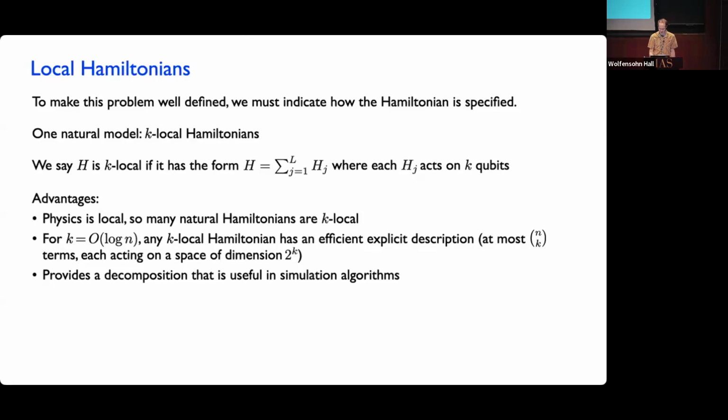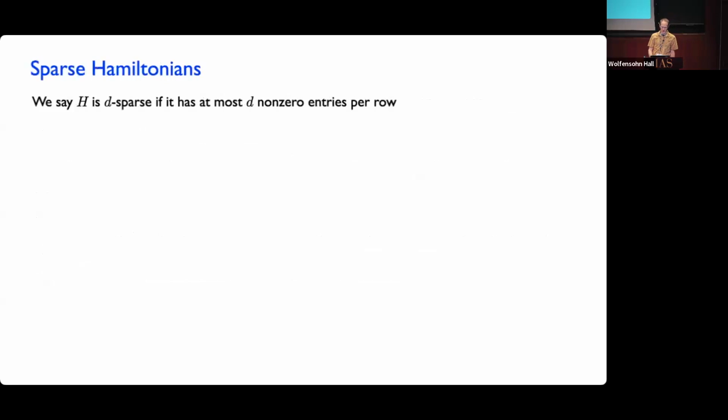Okay, so there's also another natural class of Hamiltonians that's actually bigger than this class of local Hamiltonians, which we call sparse Hamiltonians. Most of the results that I'm going to talk about can also be applied in this more general setting. By a sparse Hamiltonian, I just mean that the Hamiltonian is a big Hermitian matrix. If we have n qubits, it's a 2 to the n by 2 to the n Hermitian matrix.